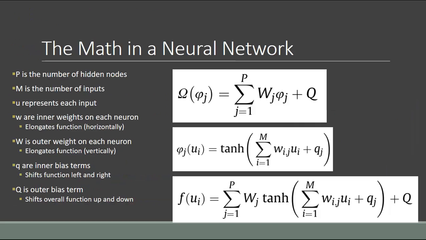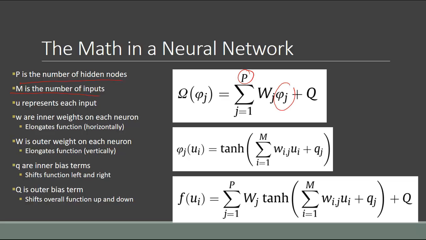So here's the basic math in a neural network. This particular one has these hyperbolic tangent activation functions. So your output function is a linear combination of these weights. This capital W is the weight that is applied just before the output layer. So it's linear combinations of these nonlinear functions, and you can have bias terms here. In this case, you're summing up the outputs of all of these different neurons. P is the number of hidden nodes that you have. M is the number of inputs.